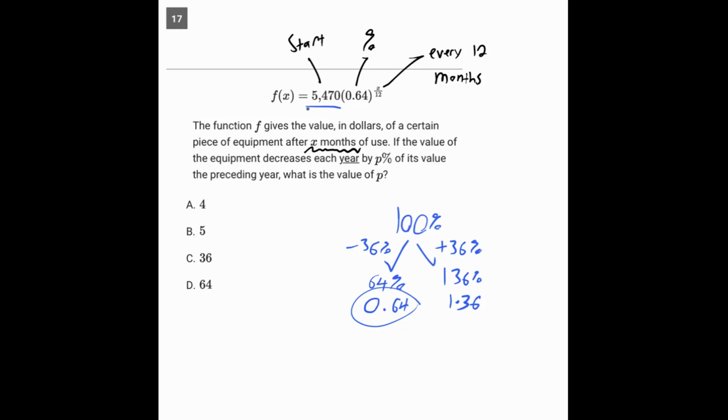So it's starting at 5,470. It's going down 36% every 12 months. So now what's their question? The value of the equipment is decreasing each year by what percent? Well, 12 months is 1 year. So it's decreasing every year, every 12 months, by 36%. And that's why our answer here is C.